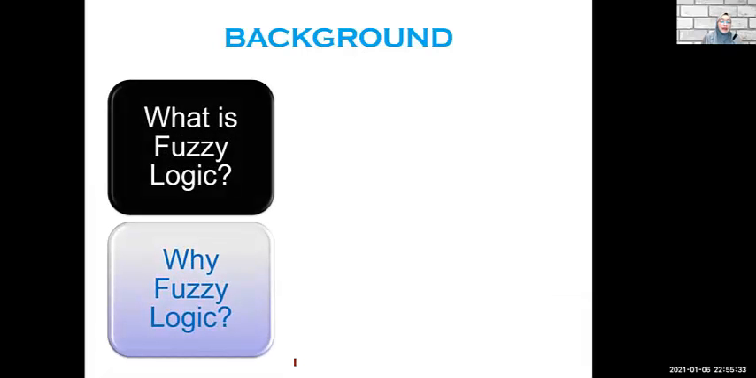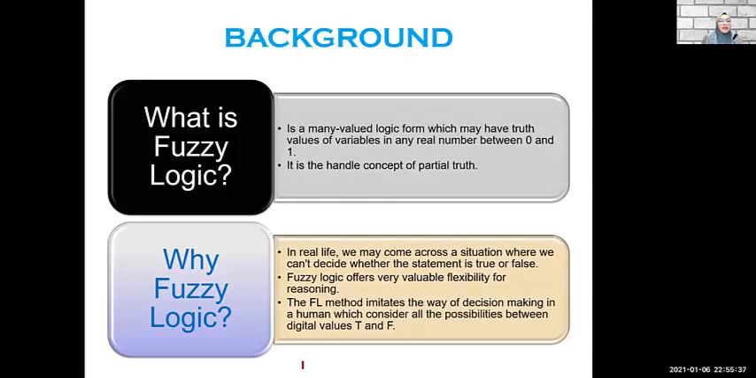Okay, what is fuzzy logic and why fuzzy logic? Fuzzy logic is a many-valued logic in which the truth value of variables may be any real number between 0 and 1. It is the concept of partial truth.